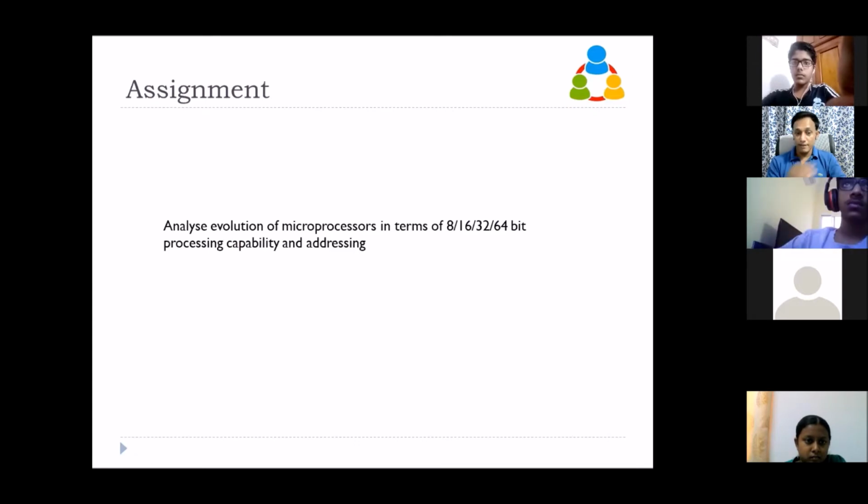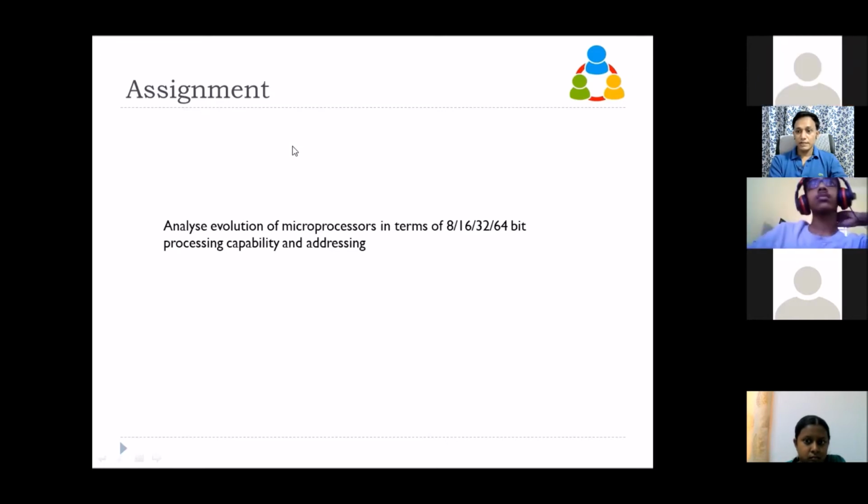So now you go and read about the evolution of microprocessors, not in terms of the computing side of it, that is for another class, but in terms of addressing. Like I told you, if you have a bus of x digits, how many addresses can you manage? That is pure binary mathematics, and processing capability. Now you understand, right?